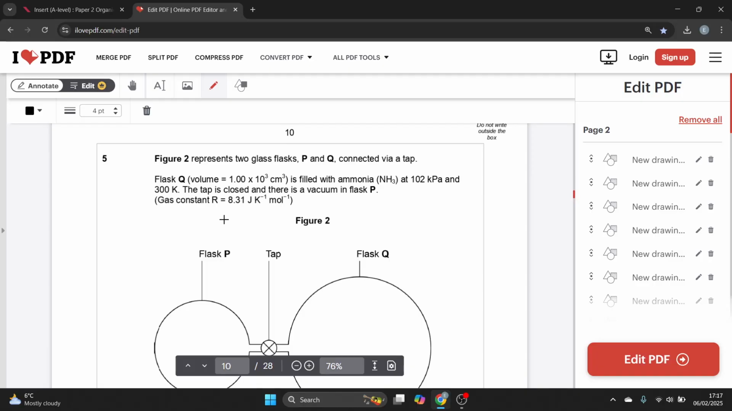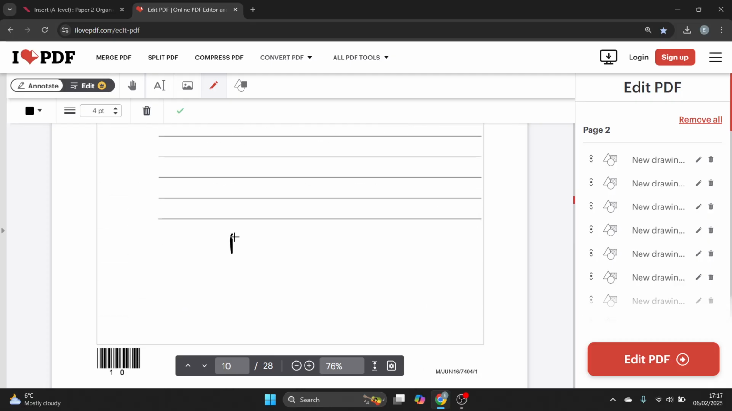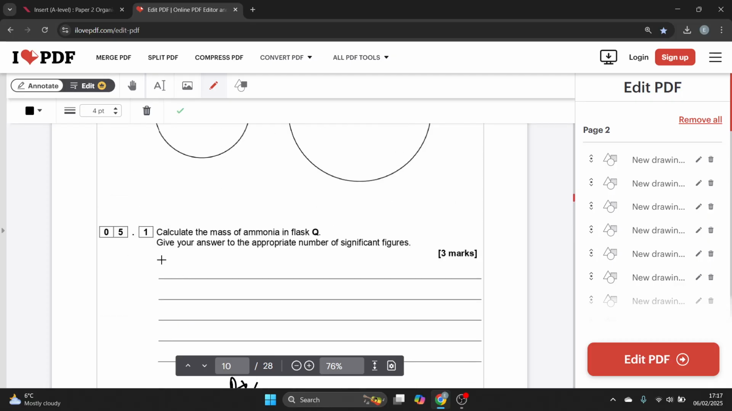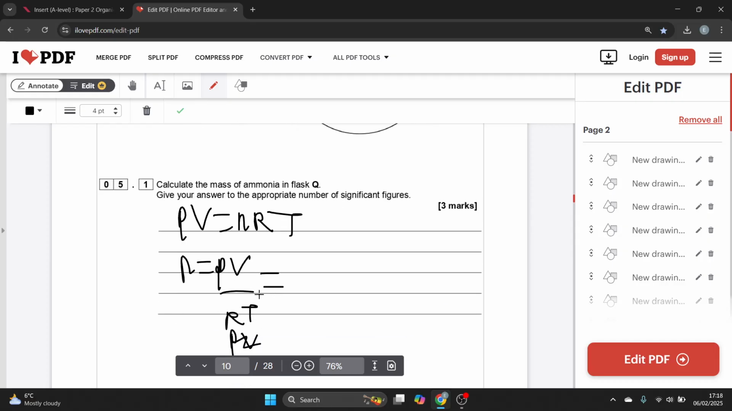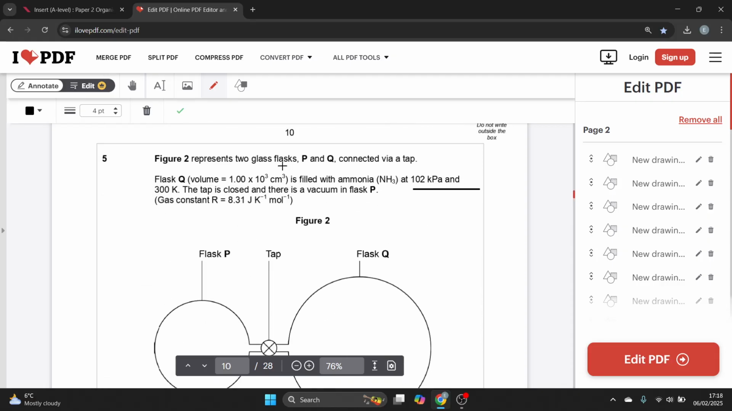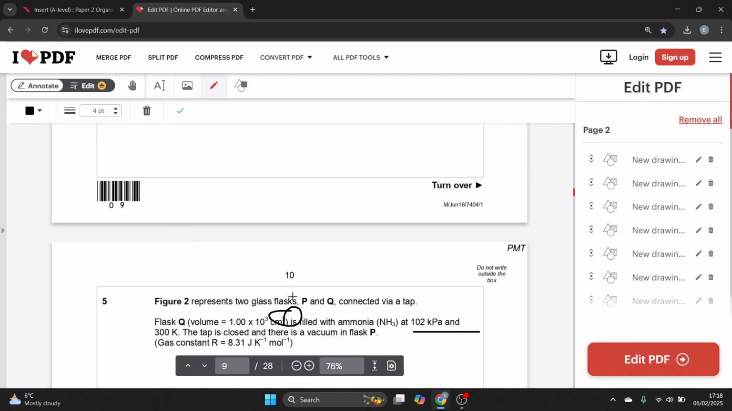So, this is going to be very, very easy in my opinion. I'm pretty sure all we have to use is PV equals nRT. Then n equals PV over RT. The pressure is 102 kilopascals, so I need to convert it into pascals, times by the volume. But the volume is measured in meters cubed and that's in centimeters cubed, so I guess that's where most students would probably make a mistake.